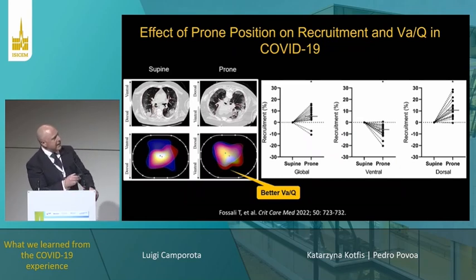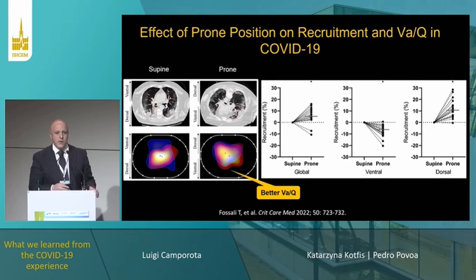Now, this is a study comparing CT scan and EIT. You can see in blue the EIT ventilation map, and in red the perfusion map. What you can see is two things. First, you can see recruitment in prone position, particularly of the dorsal regions, and a reduction, so atelectasis, in the ventral region. So we gain some, we lose some, but on balance, we increase recruitment.